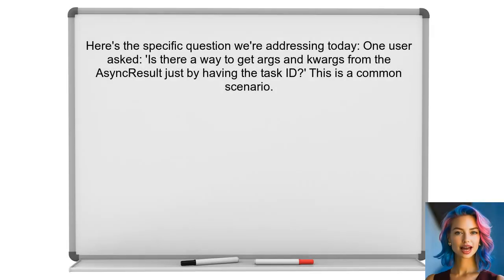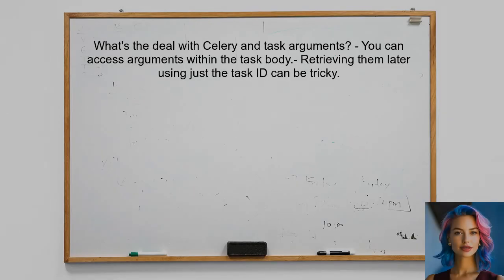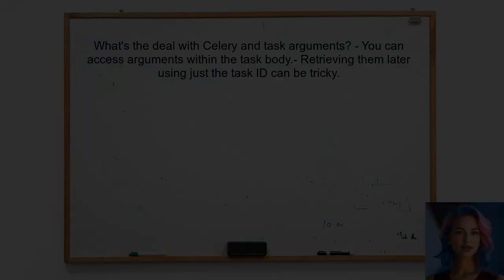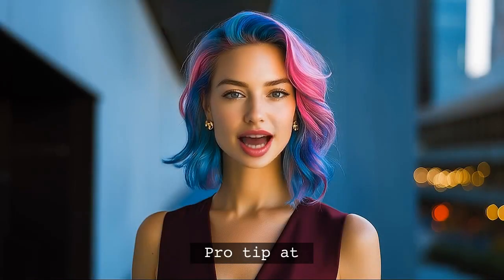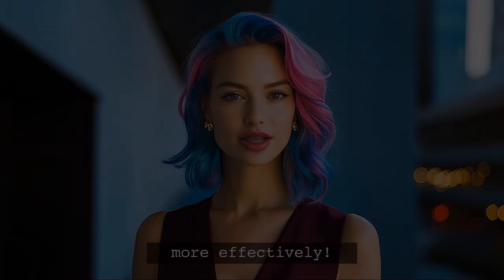Here's the specific question we're addressing today. One user asked, is there a way to get args and keywords from the async result just by having the task ID? This is a common scenario, and it's important to know how to handle it effectively. So, what's the deal with Celery and task arguments? When you create a task, you can easily access the arguments within the task body. However, retrieving them later using just the task ID can be tricky. Let's break it down. And stick around. I have a great tip at the end that will help you manage your Celery tasks more effectively.